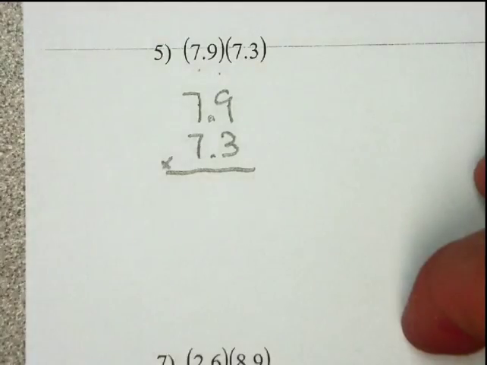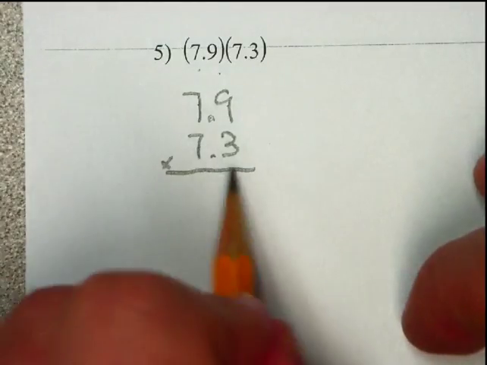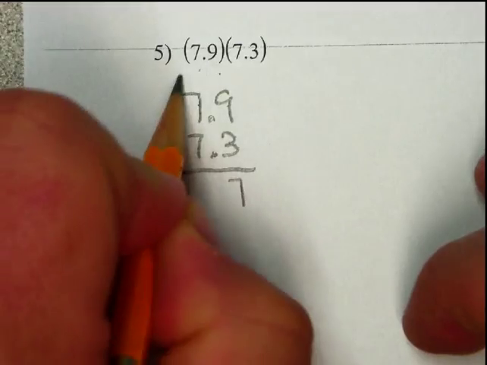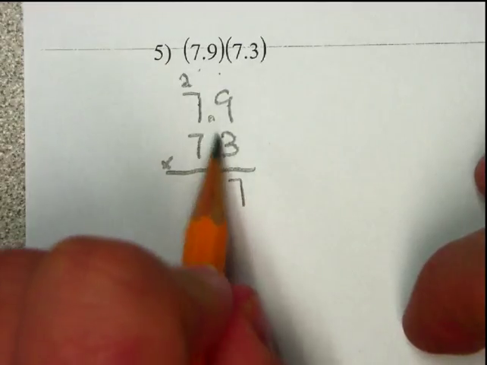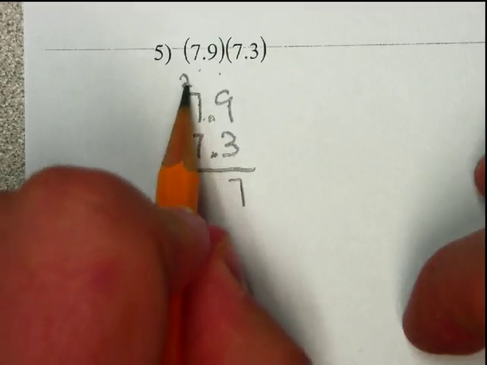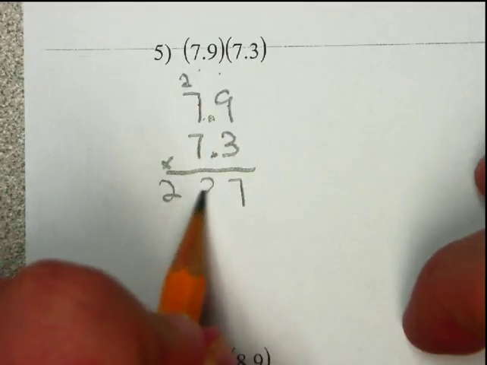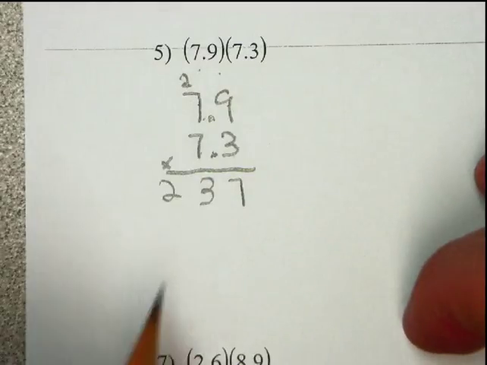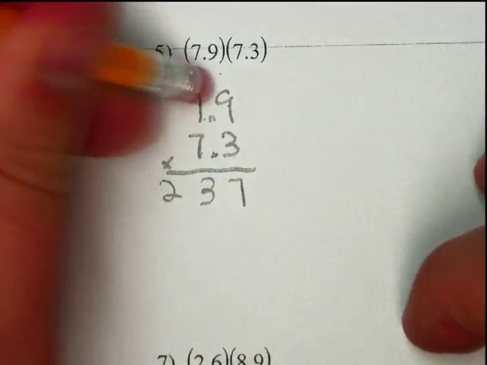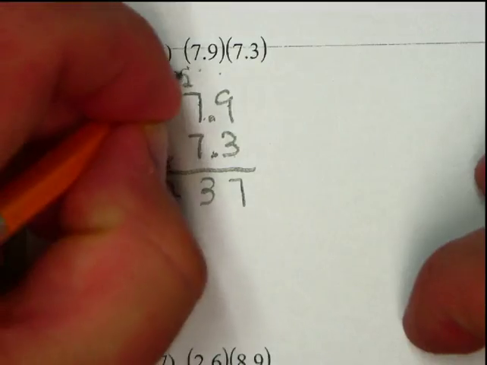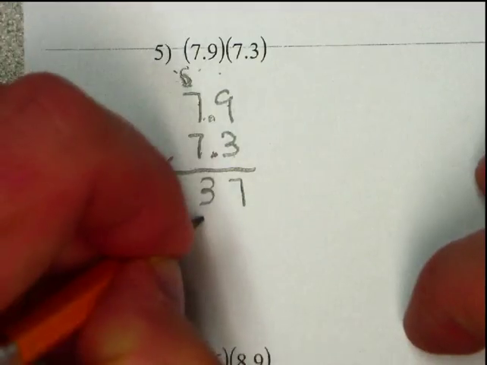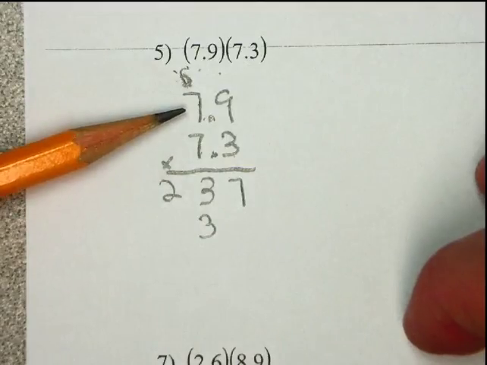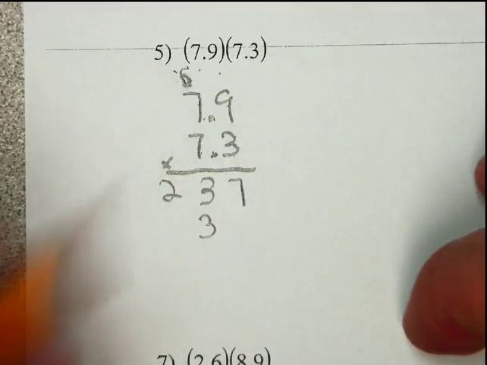So we have 3 times 9, 27. 3 times 7, 21. Plus 2 is 23. 7 times 9 is 63. 63. And 7 times 7 is 49. 49 plus 6 is 55.